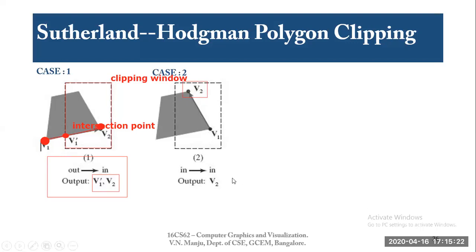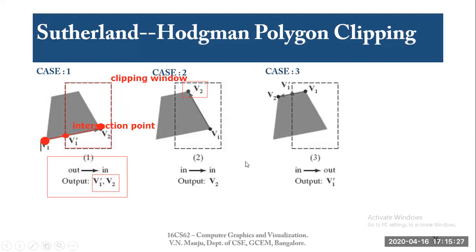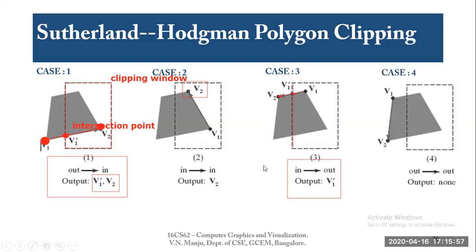The next case is this one. Here I can see that the line is going from here till here. So it is going from inside to outside. This is the clipping window. It's going from inside to out. When it is going from inside to out, I will put out V1 dash. Why is it V1 dash? Because this is the intersection point. The next case that we are going to see is totally outside. So we are not going to store anything.